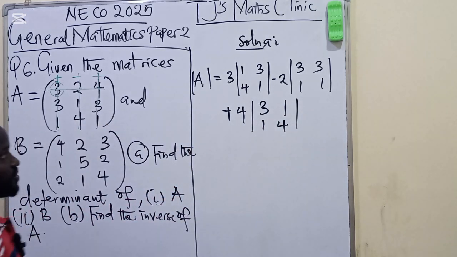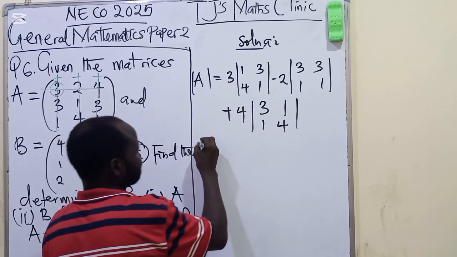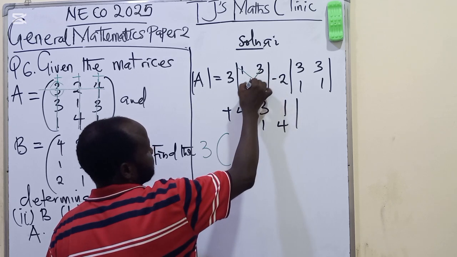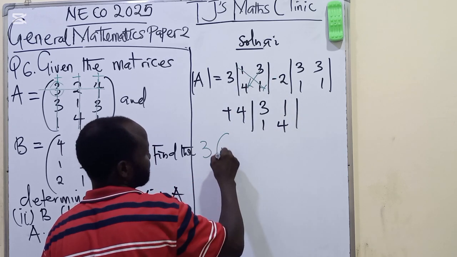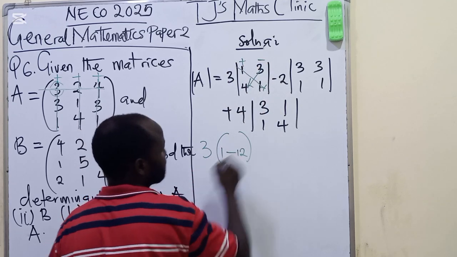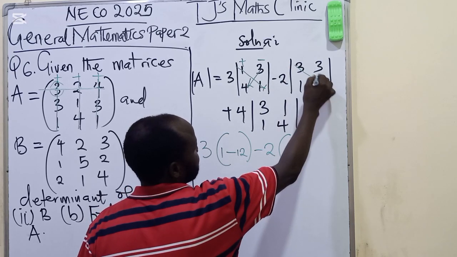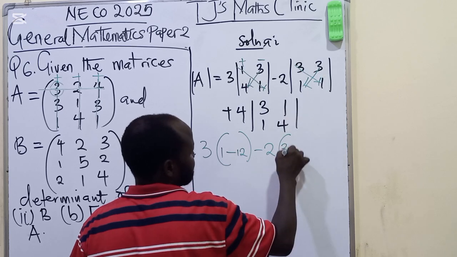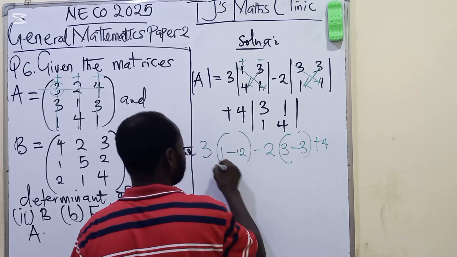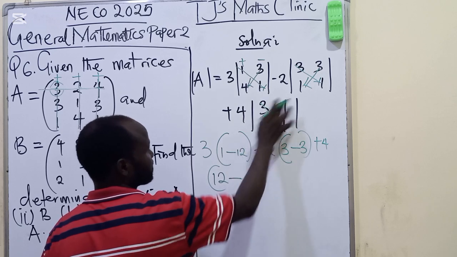Very important. Then we can now find the determinant of this 2 by 2 matrix, multiplied by 3. So we'll have 3 now, leading diagonal minus non-leading diagonal. That will be 1 times 1, which is 1, minus 4 times 3, that is 12. We do the same here: minus 2, open bracket, leading diagonal minus non-leading diagonal will be 3 minus 3. Then plus 4, we do the same: leading diagonal, 3 times 4, which is 12, minus 1 times 1.